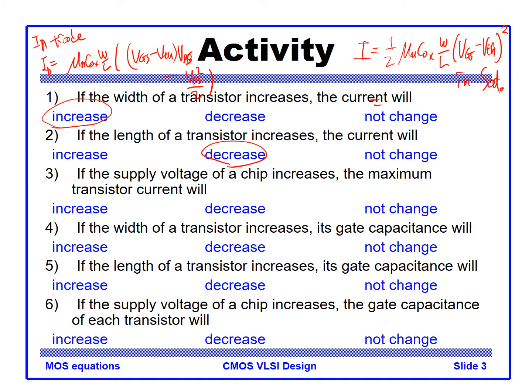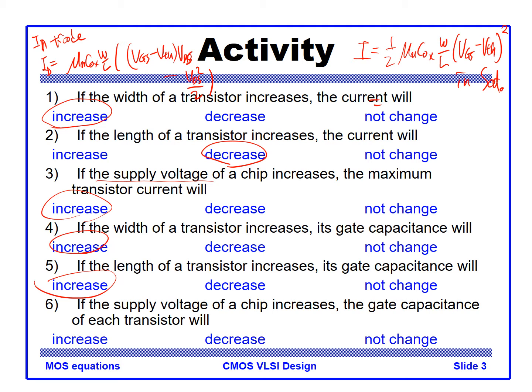If the supply voltage of the chip increases, then current will what? The VGS becomes VDD. We plug in for the logic either 0 or VDD, right? So if the VGS becomes VDD, then current will increase, right? So supply increases, the current increases. If the width of a transistor increases, the gate capacitance will increase, right? The gate area is increased. The length of a transistor increases, its gate capacitance also increases.